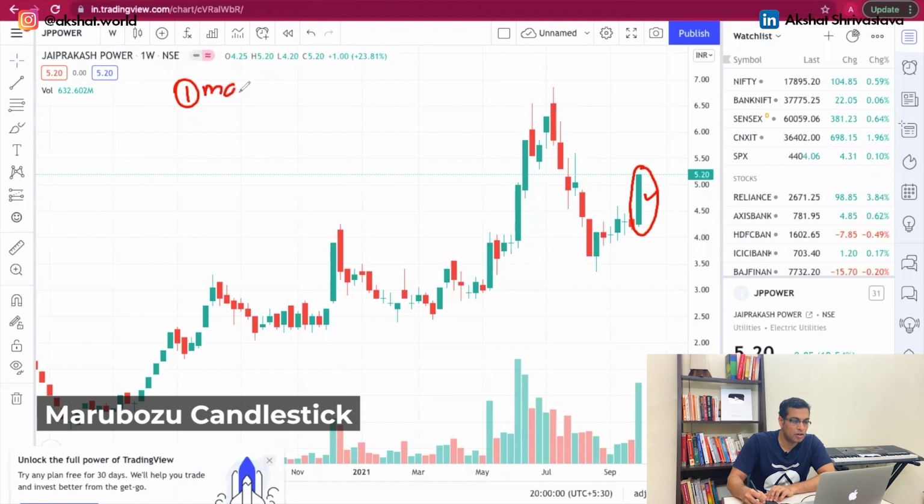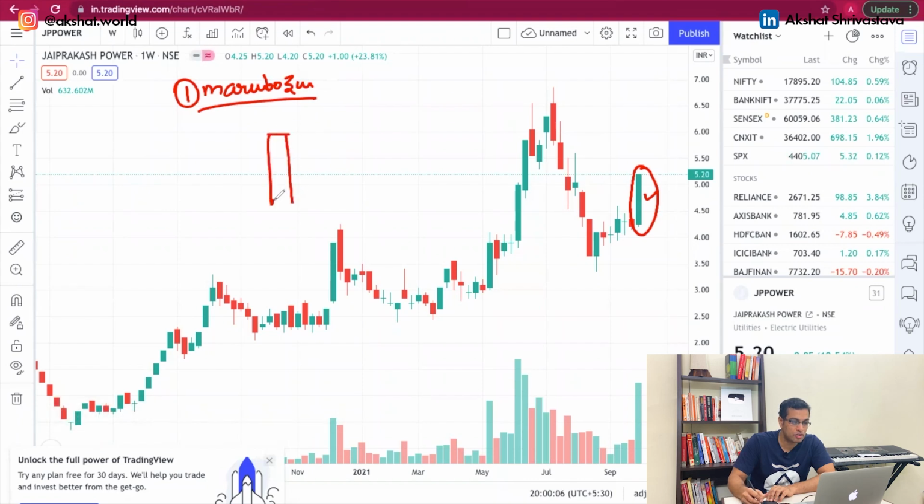Now, what is this pattern called? This is called a Marubozu candle. Marubozu candle simply means that it can be a strong red candle also. It can be a strong green candle also, right? So I will put some formats here. This is what Marubozu looks like. It can be of different forms and shapes. Essentially, what needs to happen is that one of the wicks should be missing.